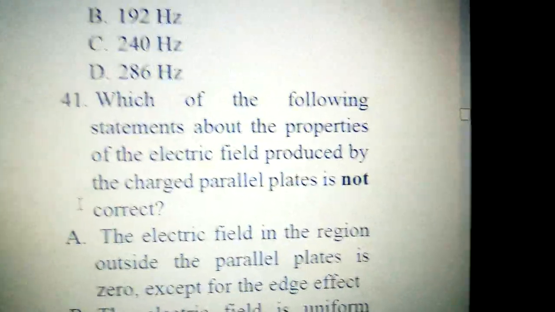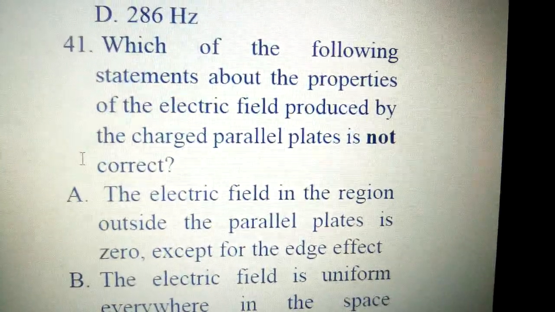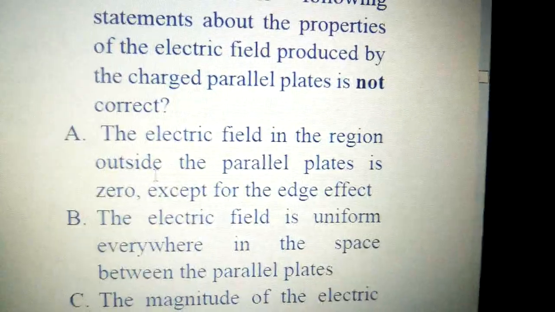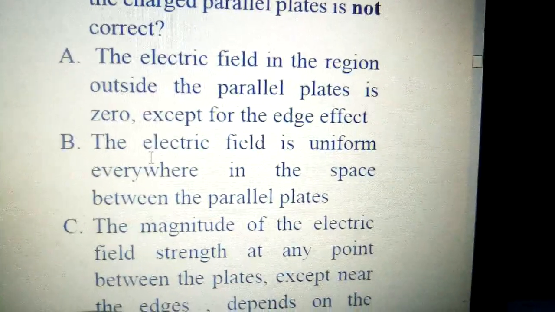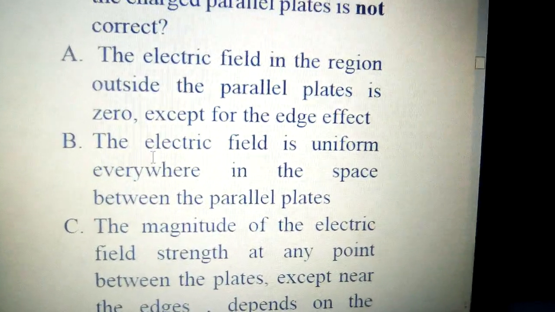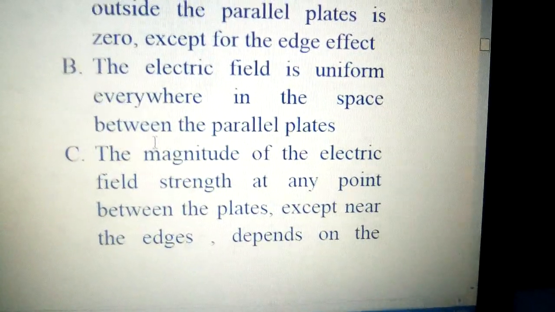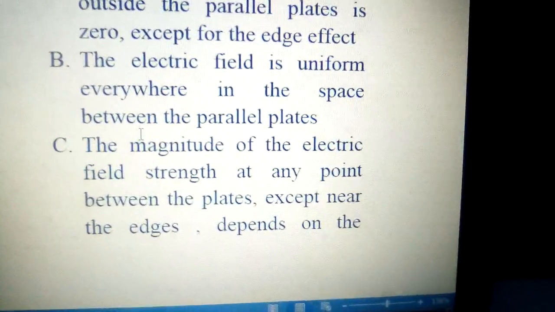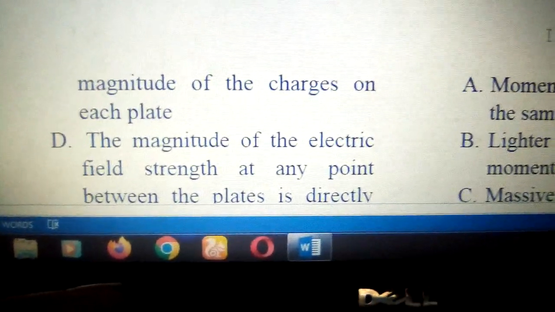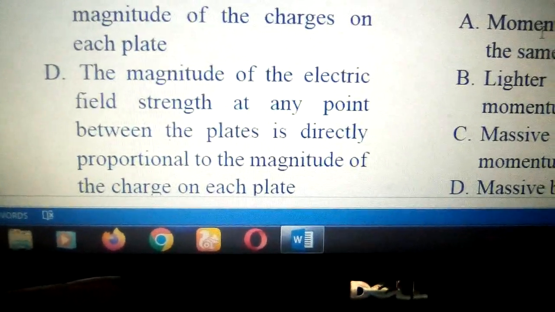Number 41 says, which of the following statements about the properties of the electric field produced by charged parallel plates is not correct? A, the electric field in the region outside the parallel plates is 0 except for the edge effect. Option B, the electric field is uniform everywhere in the space between the parallel plates. C, the magnitude of the electric field strength at any given point between the plates, except near the edges, depends on the magnitude of the charge on each plate. D, the magnitude of the electric field strength at any point between the plates is directly proportional to the magnitude of the charge on each plate.